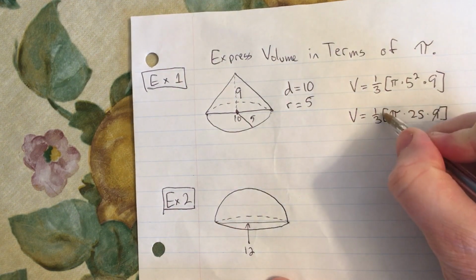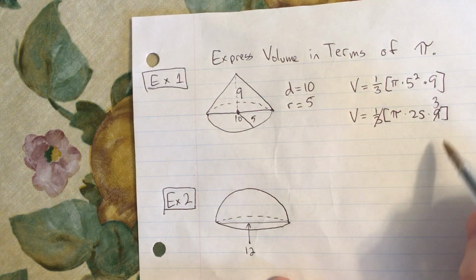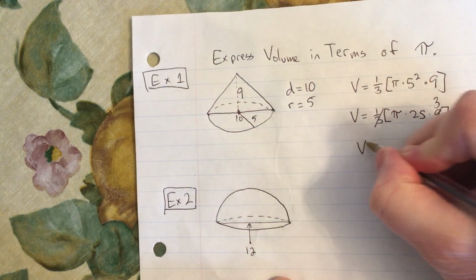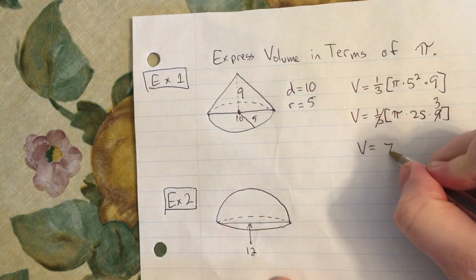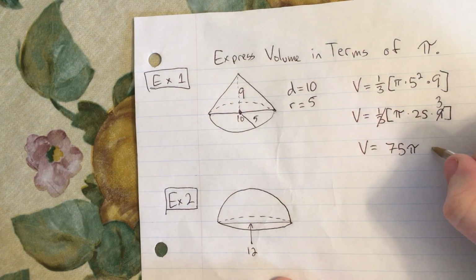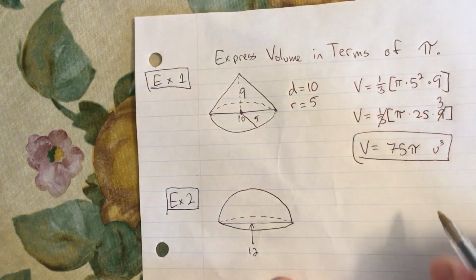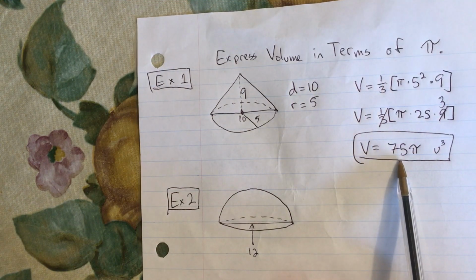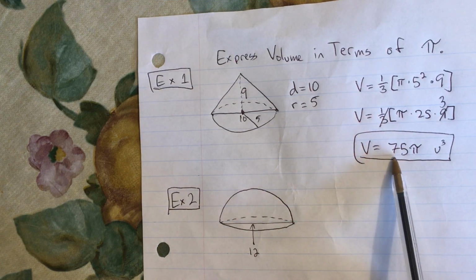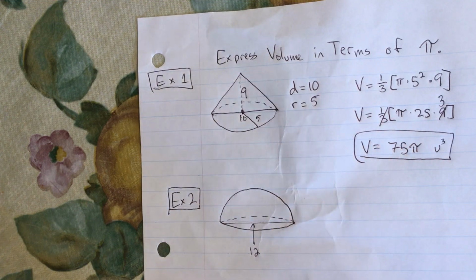Well, I notice that the 9 can cancel with the 1/3. 1/3 of 9 is 3. And then I can just think of this as pi times 25 times 3, and 25 times 3 is 75. So this has got a volume of 75 pi cubic units, and I just leave the pi there. I could use my calculator and multiply 75 times pi, but I'm just going to leave it like that. I've expressed it in terms of pi, and if I ever need to approximate it, I can just multiply. But that's how we express in terms of pi.